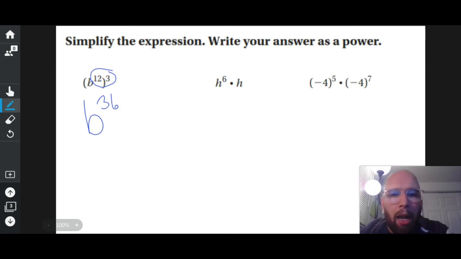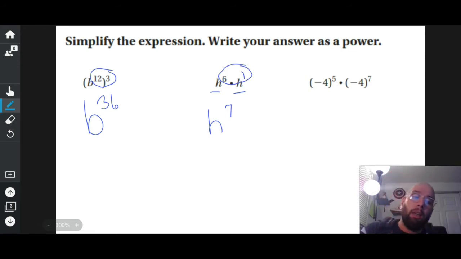If I were to write out 6 H's and write out 1 H next to it, I would have 7 H's. In other words, add the exponents. When a power is being multiplied to a power, add the exponents. When a parentheses is being taken to the fifth power, I write that parentheses out 5 times. I would write that parentheses out 7 more times.